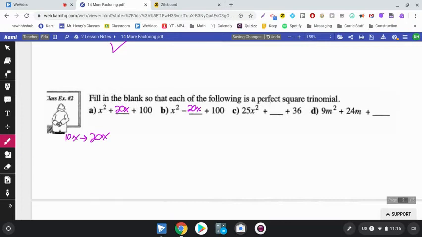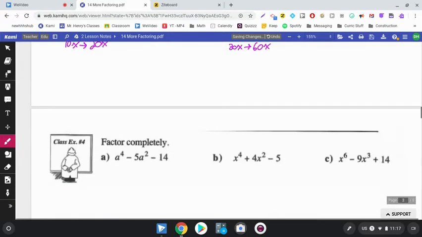Okay, C is maybe a little bit more complicated. The square root of 25x squared is 5x. The square root of 36 is 6. So 6 times 5x would be 30x. Okay, and then I needed double that. So 60x is what I would fill in the middle. So I'm not super worried about that. I just wanted to show you we can kind of think our way through those, but that's not something I'm actually going to ask you to do. Okay, so let's move on.